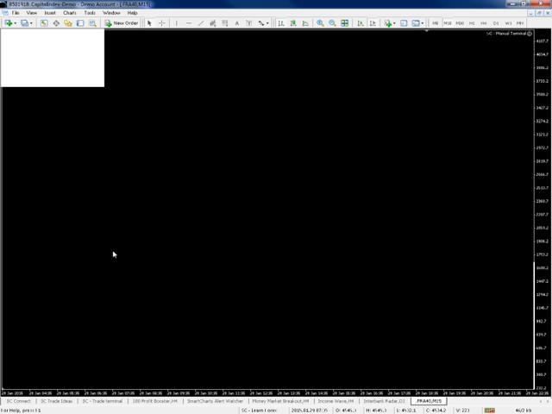Now, if something goes wrong with your smart charts, just close it all down and reboot it again. That's the quickest way, really. Like any other program that you're running, you close it down, reboot it again, nice and fresh, and it should be all good from there.